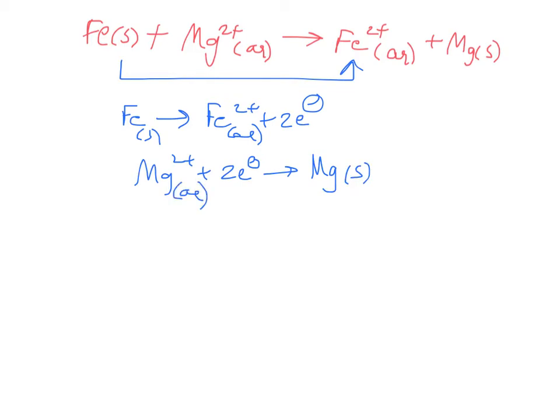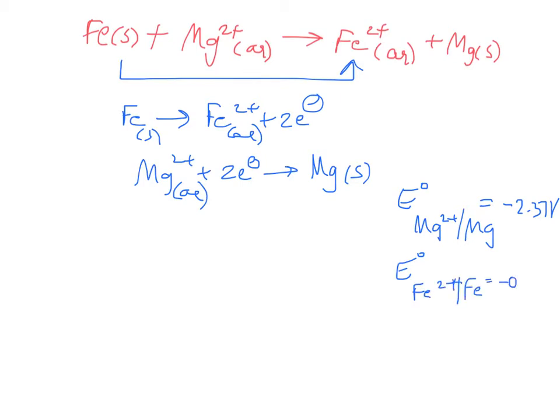Now, if you look up the table, it will show you that the reduction potential of magnesium, Mg2+ to Mg, is negative 2.37 volts. And when you look at the number for iron, Fe2+ to Fe, that value is negative 0.45 volts. The rule is that the greater, or more negative, the value, that should mean oxidation.